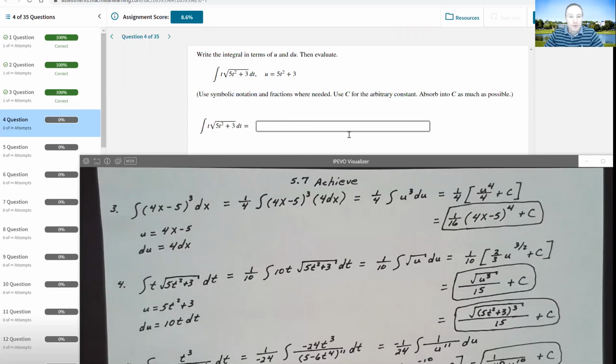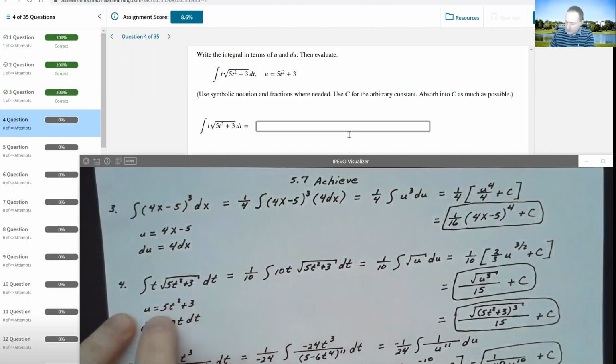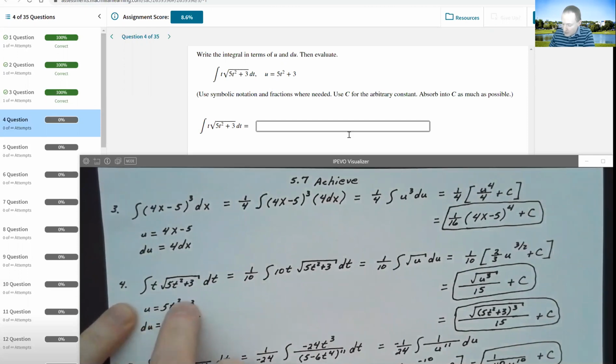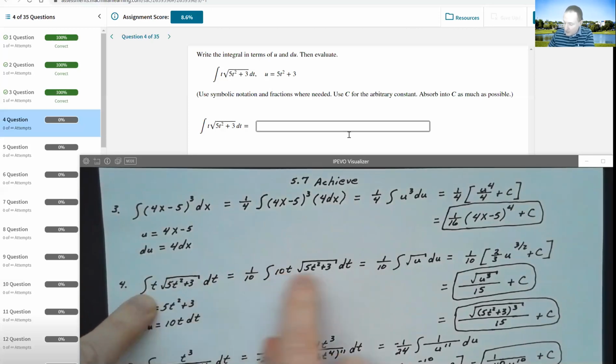For it, we're supposed to write the integral in terms of u and du and evaluate. I have the integral of t times the square root of 5t squared plus 3, integrated with respect to t. And it's telling you to let u equal 5t squared plus 3. So with that substitution in for u, when I try to find du, I can just say it's the derivative of that, which is going to give me 10t with respect to t. But I don't see the 10t dt in there, so I had to multiply by 10 on the inside, which means I had to divide by 10 on the outside.